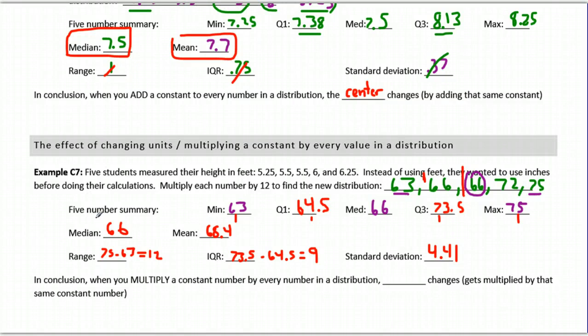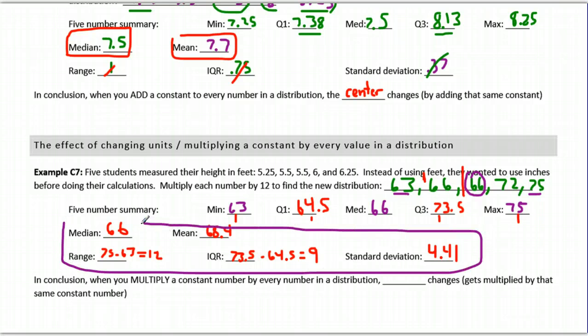But how? How did they change? So they all changed. I'll throw a box around all of them. I'll say all changes. And the way it happens is it gets multiplied by that number we multiplied by in the first place. So if we multiplied every number by 12, then every one of our summary stats would be the original summary stats times 12.